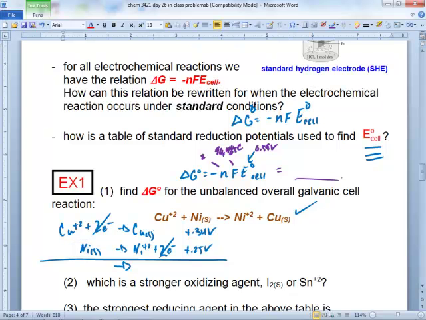What would be the units of my answer? Volts is joules per coulomb. F is coulombs. Coulombs cancel. Joules, because delta G is energy. So I'll get joules.